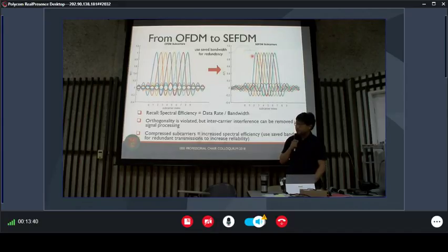Now, since we are able to reduce the bandwidth used in our transmission, we can use this saved bandwidth to transmit redundant data. If we are able to transmit redundant information, we can increase the reliability of the transmission. So we will use the saved bandwidth for transmitting redundant data. Its spectral efficiency is still the same as with OFDM, but we were able to remove the inter-carrier interference as well as provide some error correction to the transmission. So that's the idea behind what we call precoded SEFDM.